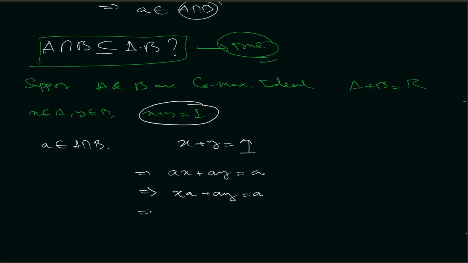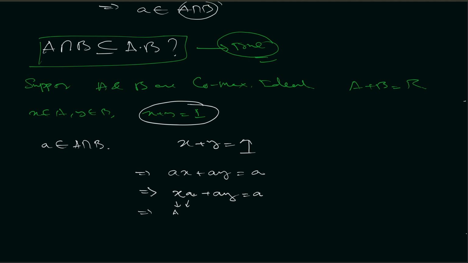So this x is an element of A, and this a is an element of A as well as B. But for my need, I need this a to be in B.